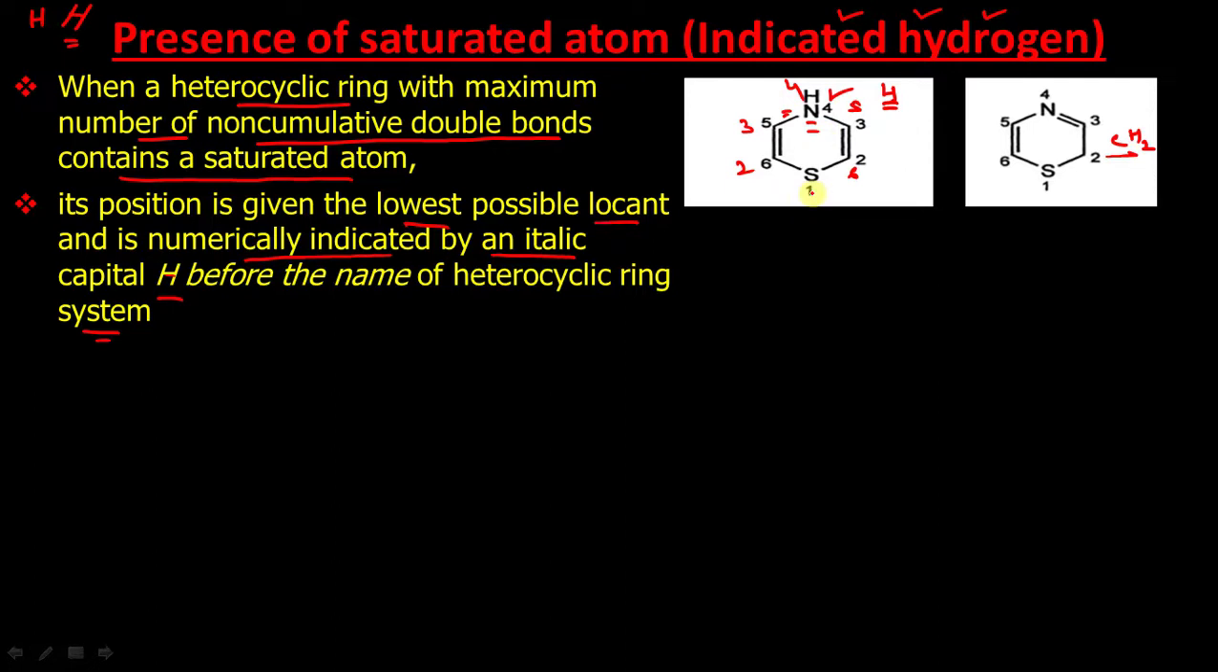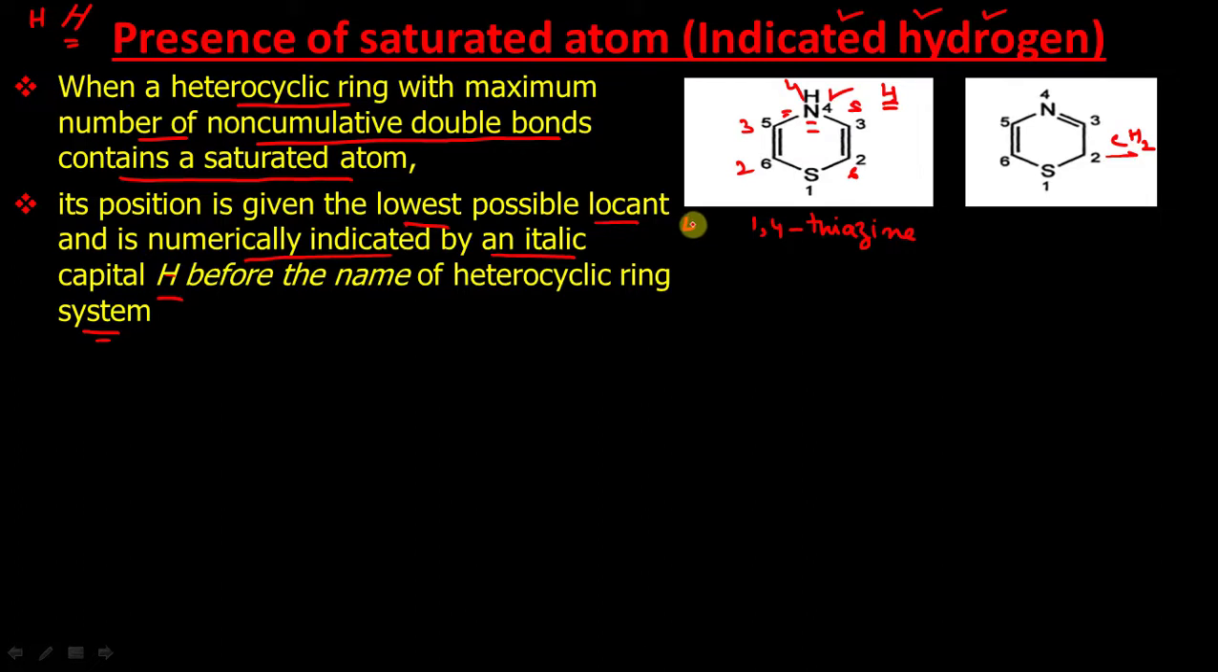Its name will be 1,4. What is this? 1,4. It is thia, as a 6-membered unsaturated system in thiazine. It is 1,4 thiazine, but we have to specify this saturated center by an italic capital H before the name of the heterocyclic ring system. After specifying where this saturated hydrogen is present, it is present at fourth position.